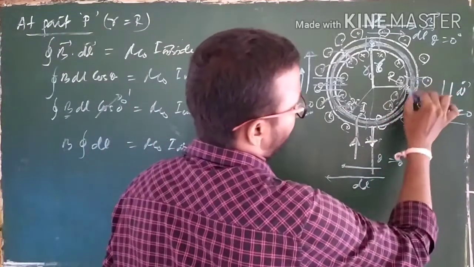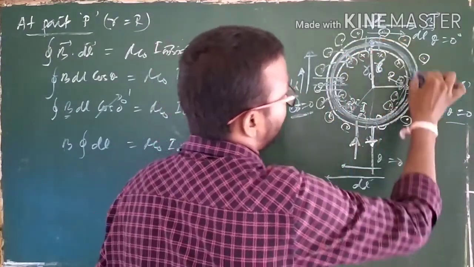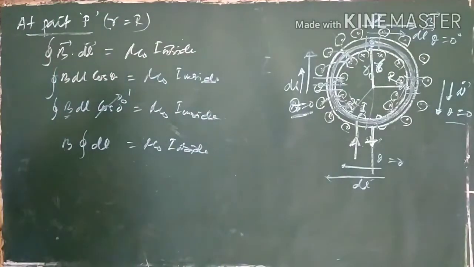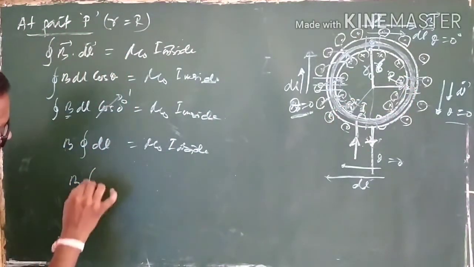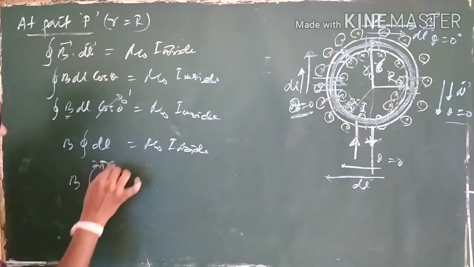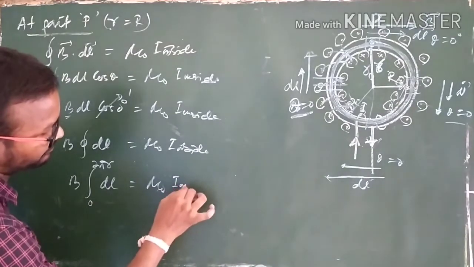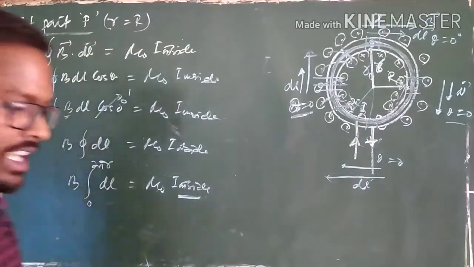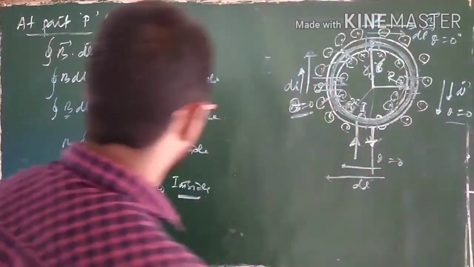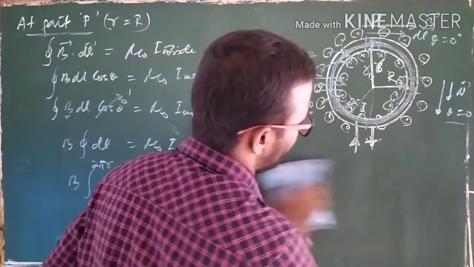What is dl? This is the length element dl. So the total length of the Amperian loop is equal to 2 pi r, where r is the radius. So you can write B times the integration from 0 to 2 pi r of dl equal to mu naught I inside. So first we have to know what I inside is. I inside means the total current within the Amperian loop. So what is the Amperian loop?